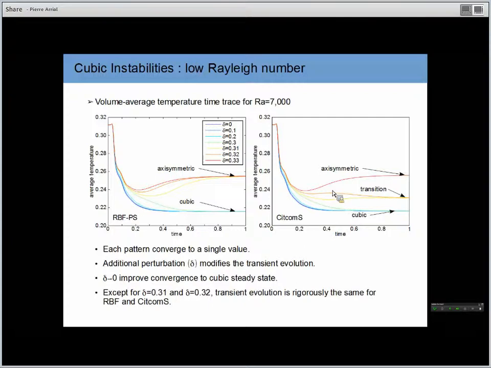Also, if we look at the transition patterns in CitcomS, and if we overlay the two transient evolutions for this parameter, we can observe that this evolution is rigorously the same between the two methods. So there is a really good agreement here between both methods in terms of transient evolution.